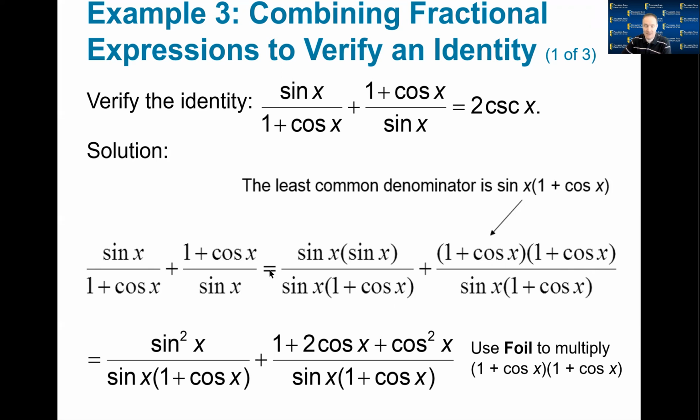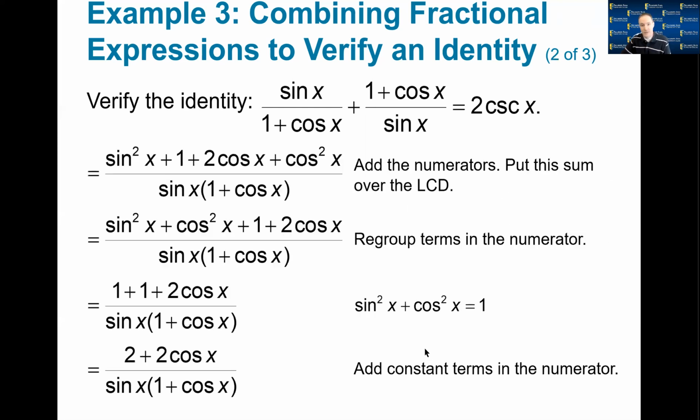I'll have sine x times sine x is sine squared x. Between these two binomial expressions, I can FOIL them out and I'll get 1, and I will get plus cosine x for plus 2 cosine x. And then your last term would be cosine squared x. Okay, this is looking good.